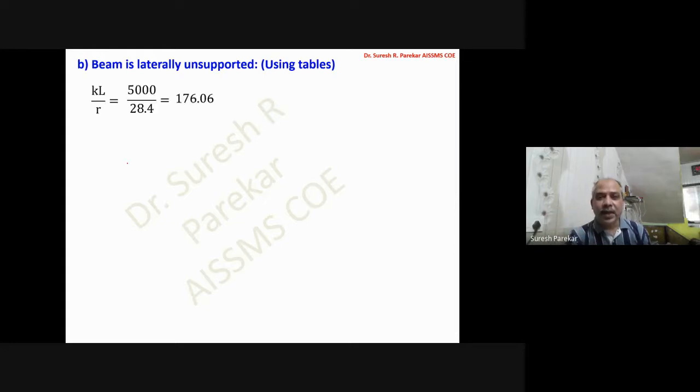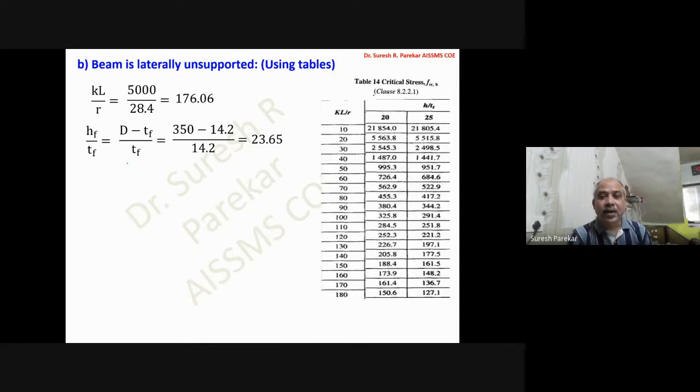Now we know we have table number 14, where we have FCRB versus KL by R. So once we know KL by R, then we can calculate FCRB. I have not reproduced the table here; you can go to table number 14 and find it. Here we have HF upon TF and KL upon R, and by this combination we are going to find the value of FCRB.